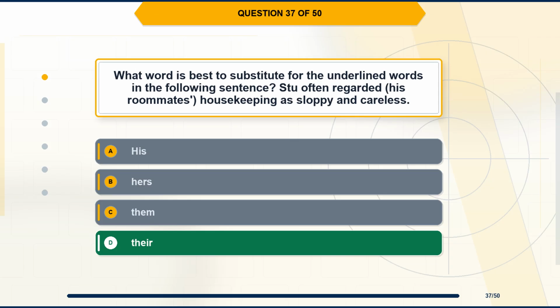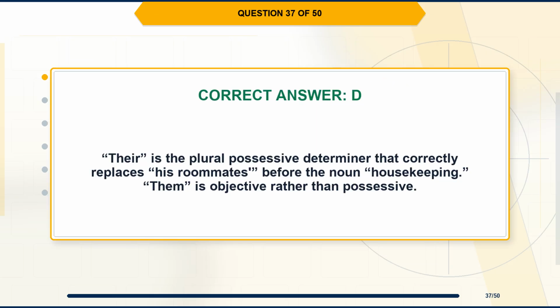The correct answer is option D. Their. Explanation. Their is the plural possessive determiner that correctly replaces his roommates before the noun housekeeping. Them is objective rather than possessive.